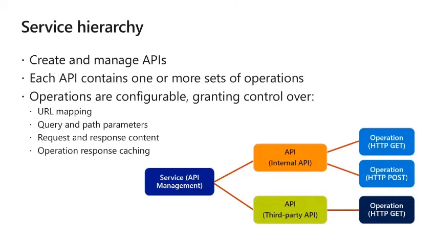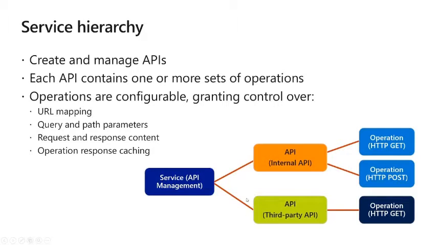So as you know, I just showed you there are many APIs. There can be many APIs, and it can contain many APIs. So you can create and manage APIs in the service hierarchy. Each API contains one or more sets of operations. Operations are configurable, granting control over URL mapping, query and path parameters, request and response content, and operation response caching.